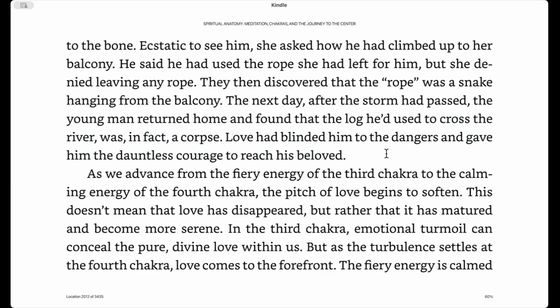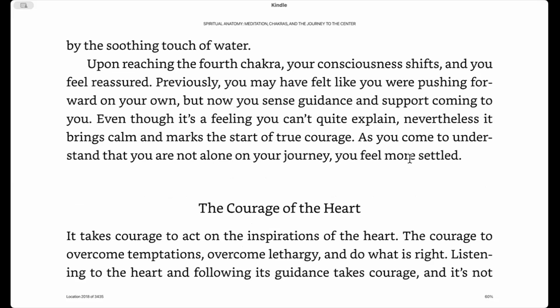So as we advance from the fiery energy of the third chakra to the calming energy of the fourth chakra, the pitch of love begins to soften. This doesn't mean that love has disappeared, but rather it has matured and become more serene. In the third chakra, emotional turmoil can conceal the pure divine love within us. But as the turbulence settles at the fourth chakra, love comes to the forefront. The fiery energy is calmed by the soothing touch of the water.